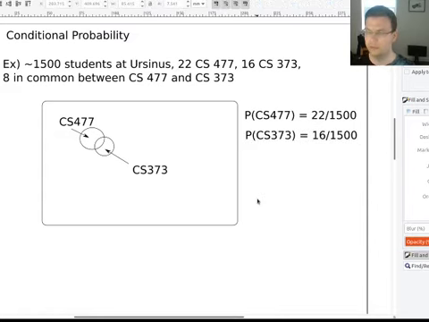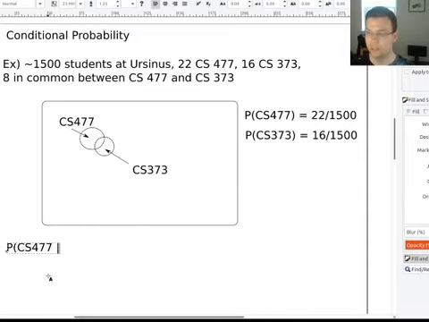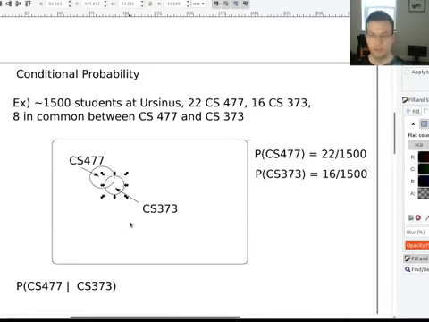However, we can ask a slightly different question, which is, well, if I know that you're in CS373, what is the probability that you're in CS477? So let me write that out notationally. This is called a conditional probability. So the probability that you're in CS477 given, denoted by this vertical bar, given that you're in CS373. It turns out this probability is going to be quite a bit higher than the probability of just any random senior student being in this class. So if I know you're in 373, that gives me a lot of information.